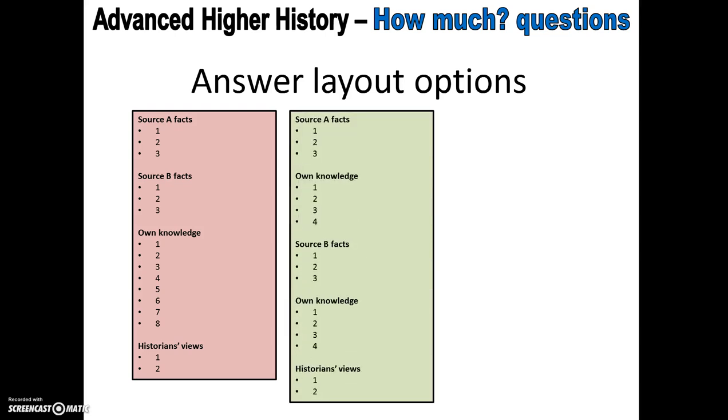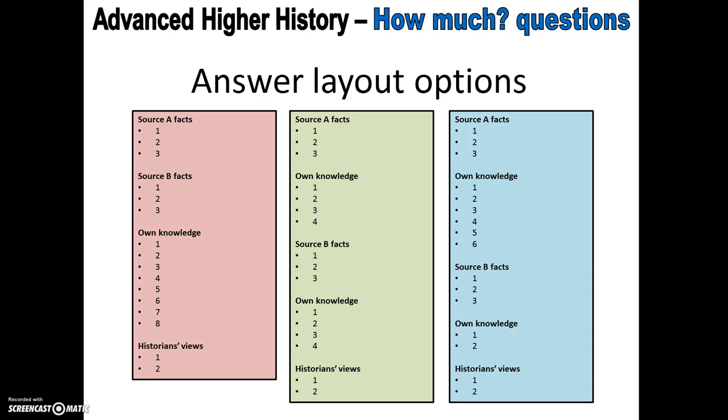However, another approach might be to talk about 3 points from source A, then give 4 points developing this from your own knowledge, 3 points from source B, and give a further 4 points from your own knowledge. Finally, we can give 2 views of historians. And another approach, 3 facts from source A, 6 points from your own knowledge in relation to this, 3 facts from source B, 2 points from your own knowledge, and finally 2 historians' views.